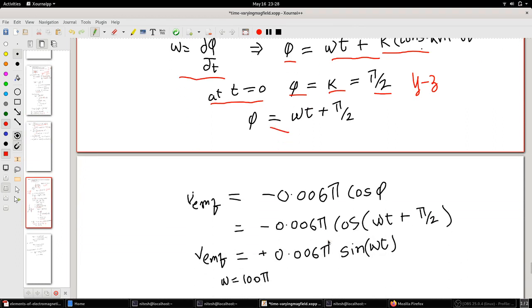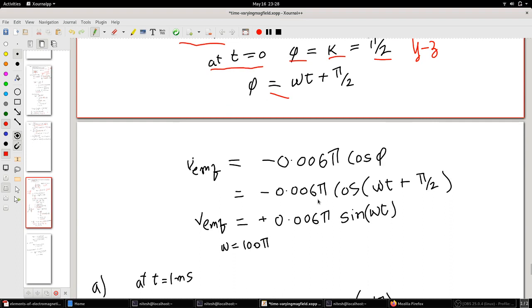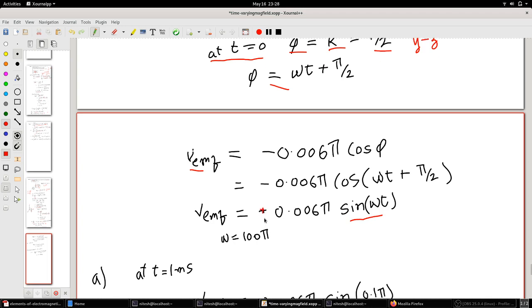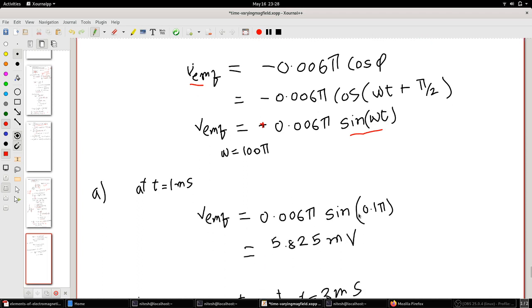So I plug it in here, and I get minus 0.06 pi cos phi, which is the VEMF I had got, equal to cos of omega t plus pi by 2. So in VEMF, cos of omega t plus pi by 2 becomes minus sin omega t. The minus signs cancel to give plus. Now at t equal to 1 millisecond, I will be getting 0.06 sine of 100 pi into 1 millisecond, which is 0.1 pi. So it is 5.825 millivolts.